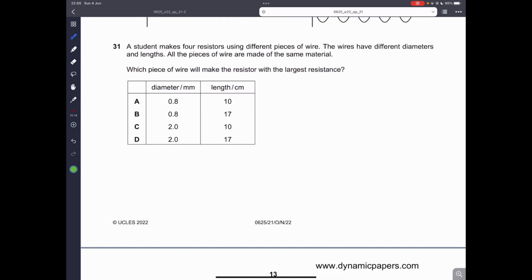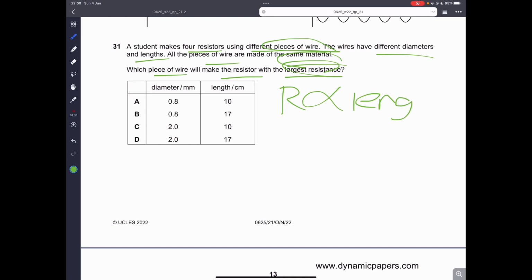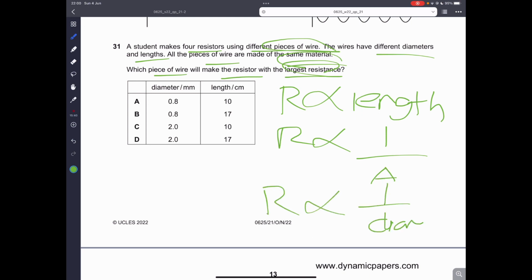31. A student makes 4 resistors using different pieces of wire. The wires have different diameters and lengths. All pieces of wire are made of the same material. Which piece of wire will make the resistor with the largest resistance? Remember, resistance is directly proportional to length. Resistance is inversely proportional to area, or resistance is inversely proportional to diameter squared.